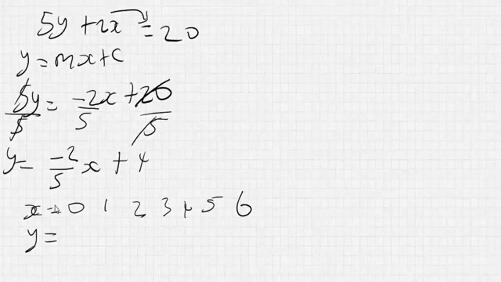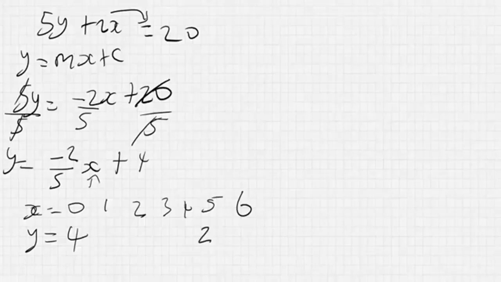To get our y, let's plug in the values of x respectively. When we plug in 0, everything gives 0, so 0 plus 4 gives us 4. If you plug in 1, we get a fraction or a decimal. We don't want a decimal, so let's check 2. The same thing. Let's check 3. We still get a fraction. When we plug in 5, 5 will not give us a fraction. Minus 2 times 5 gives -10. -10 divided by 5 gives us -2. Now -2 plus 4 gives us 2.